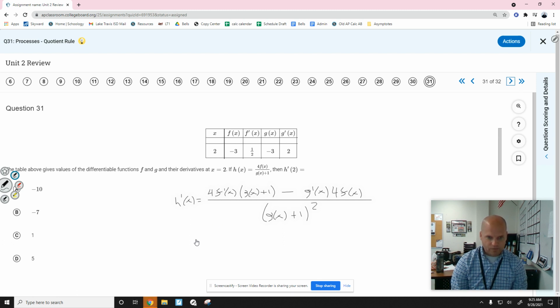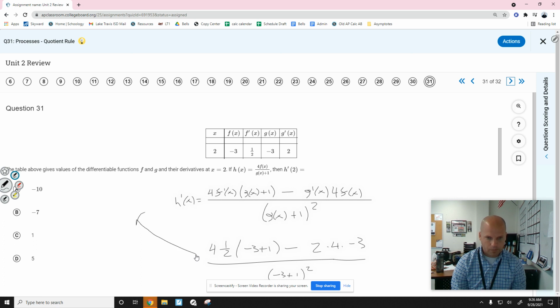All right, h prime of 2. I'm just going to write the numbers here. F prime of 2 is a half. G of 2 is negative 3. It's not going to be that bad. G prime of 2 is 2 times 4. F of 2 is negative 3. Great. G of 2 is negative 3 plus 1 squared.